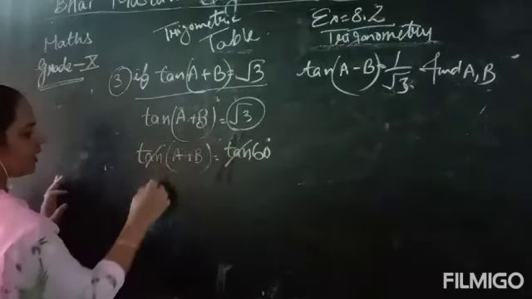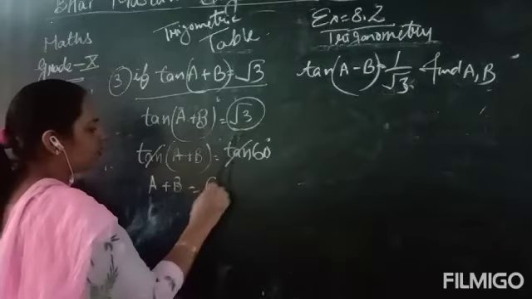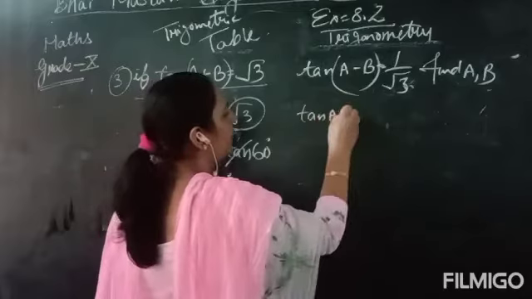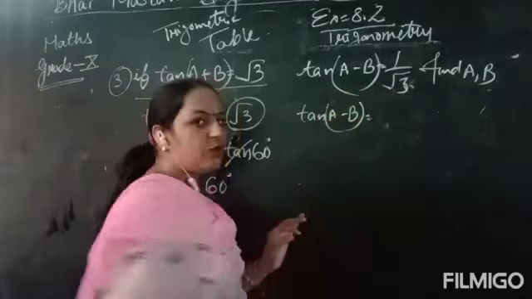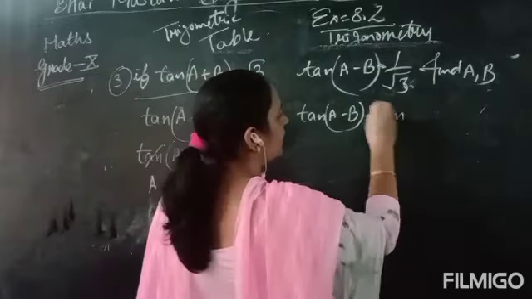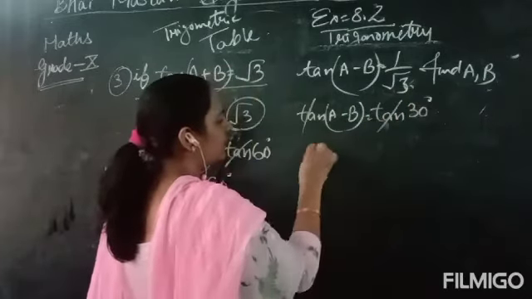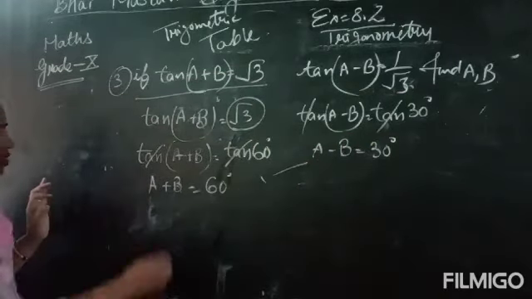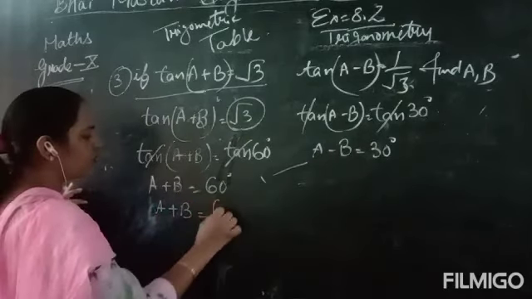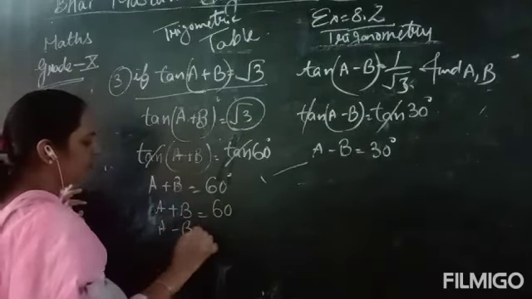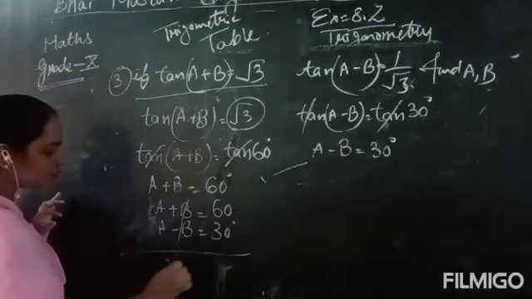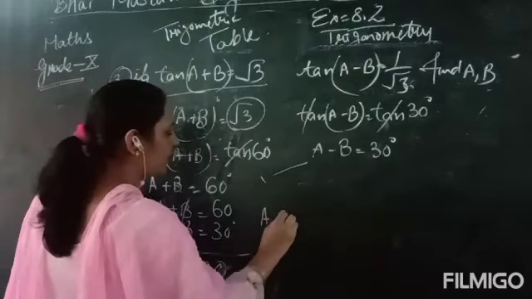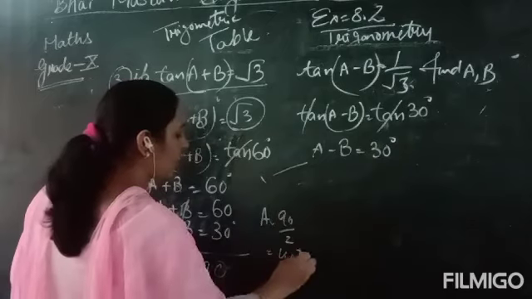So tan cancels with tan, and a plus b is equal to 60 degree. From the table I found this value. Similarly for tan (a minus b), when I saw the value 1 by root 3, I found it at tan 30 degree. And tan cancels, so a minus b is 30 degree. Now combine these both equations: a plus b is equal to 60 and a minus b is equal to 30. Add these both. So 2a is equal to 90. When this 2 goes to the other side, a is equal to 90 by 2, which becomes 45 degree.